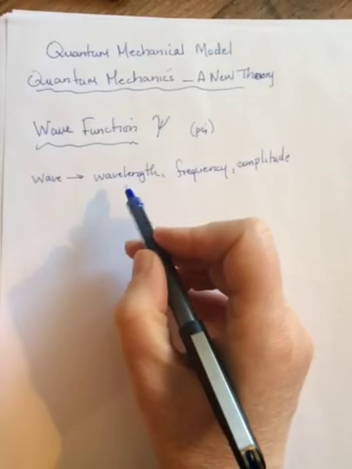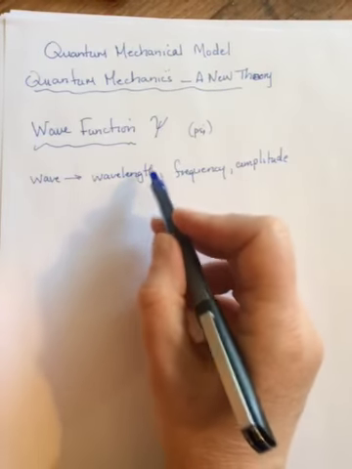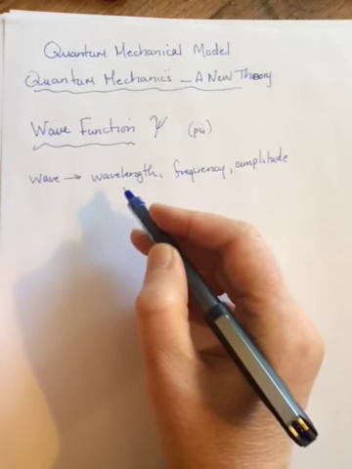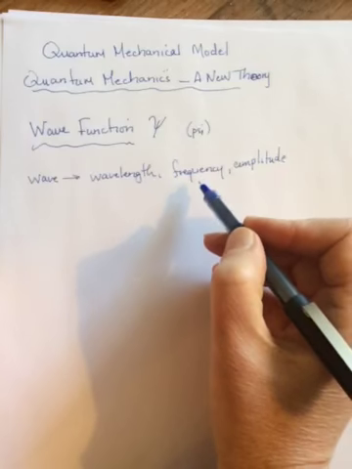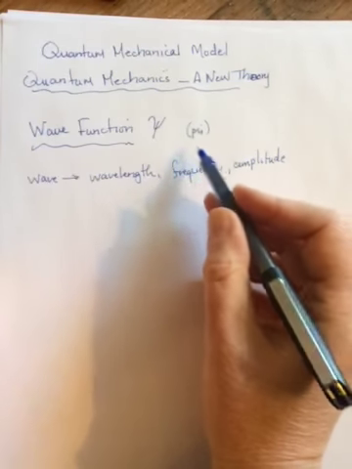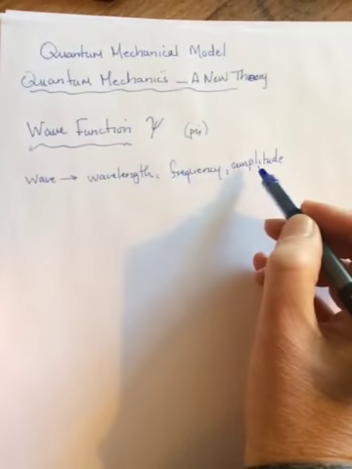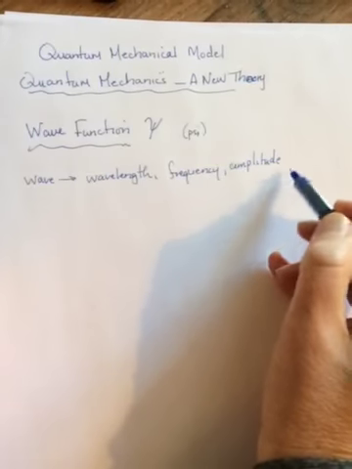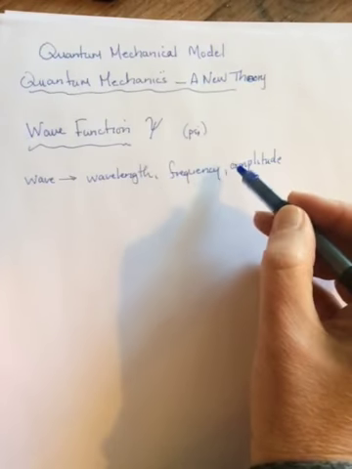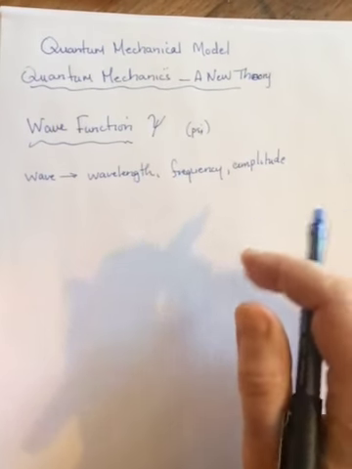So for electromagnetic waves like light, the wavelength is what tells us if the light is visible or not, and if it is visible, what color it is. The frequency tells us about the energy that the photon is carrying. Remember, E_photon equals hf. And the amplitude tells us about the brightness or the intensity of the light. Okay? And so for electromagnetic waves, these three are pretty straightforward.